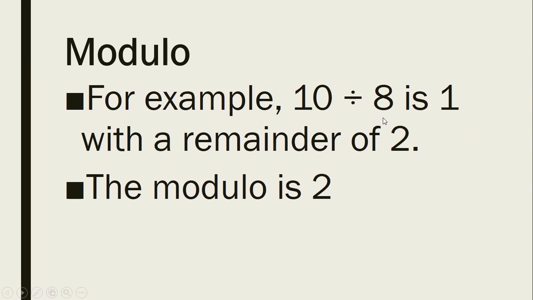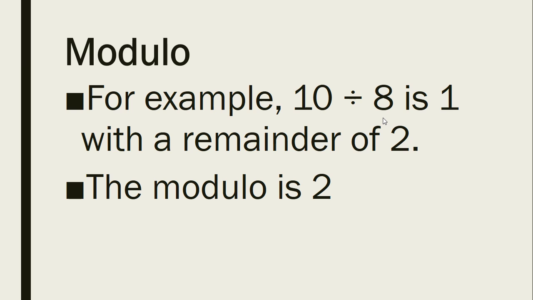Just to remind you from the price per slice app, if we had 10 divided by 8, what is the modulo there? We know that 8 goes into 10 one time. A lot of people would say 10 divided by 8 is 1.25, but that's not the modulo. The modulo is basically the remainder.